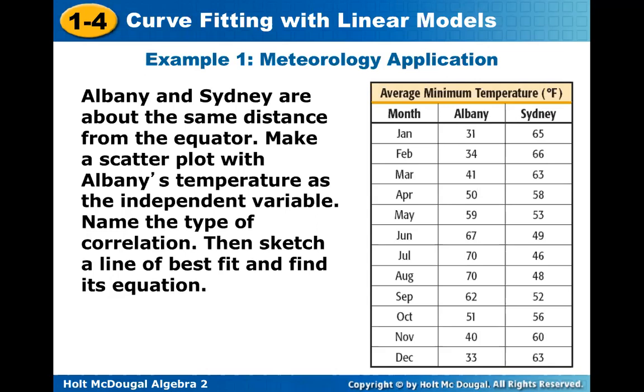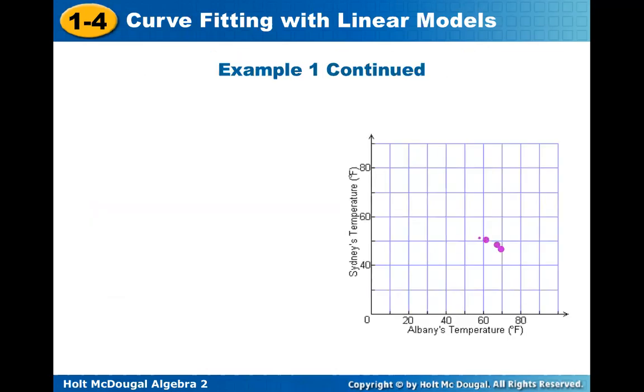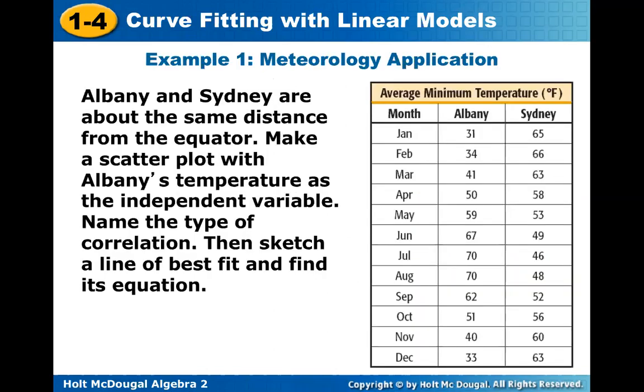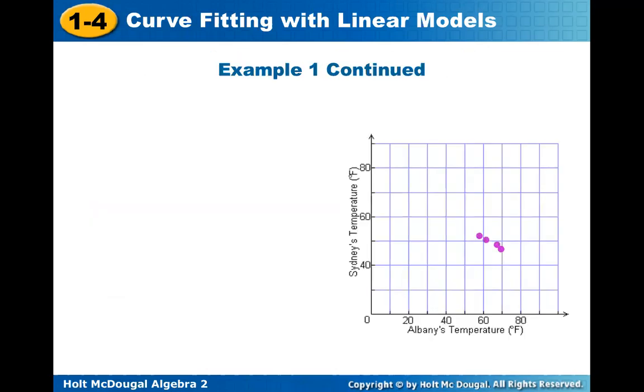Now, if we were looking to make the scatter plot there, it says make Albany's temperature the independent variable, and we're supposed to name the type of correlation. Well, here's what that looks like. Albany's temperature compared to Sydney's temperature. We could definitely make a scatter plot like that from this data on Desmos, couldn't we? Yeah. We talked about making a table, so we'll be doing that next week. Maybe we'll do a little bit of that today. We'll see. So here's what it looks like.